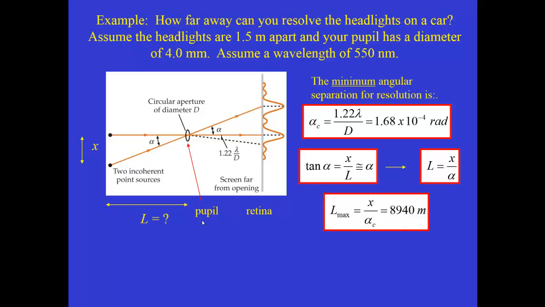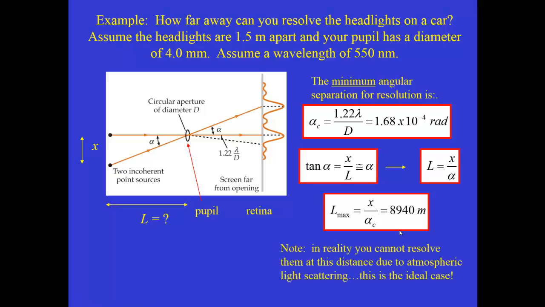So L max, this is an easy calculation. We've already got alpha critical. x we know is 1.5 meters from our assumption about the headlights, and so the maximum distance is 8,940 meters, which is pretty far, right? And in fact, that's not really the limit in practice. If we actually do this experiment and try to figure out how far away a car can be where you can resolve the headlights, it's actually somewhat smaller than this. I did an experiment once and estimated that it's right around 1,000 meters.